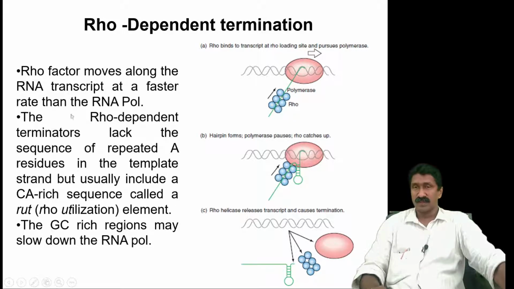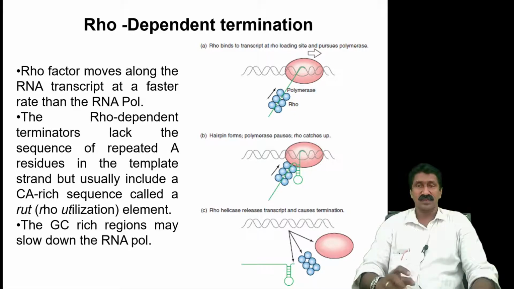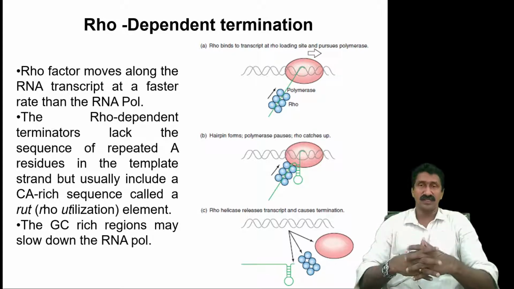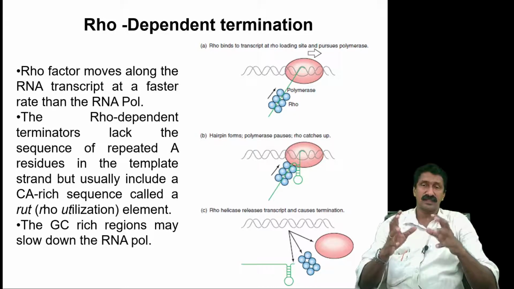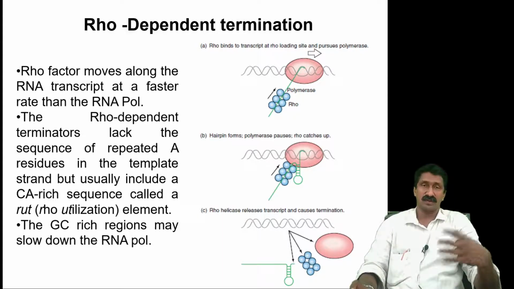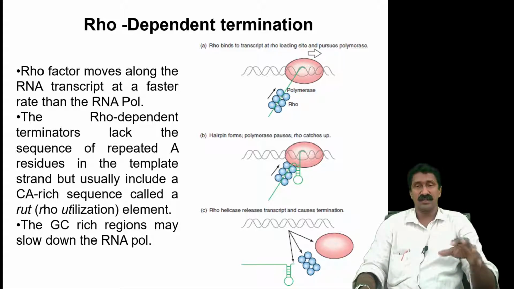And this will be available for reuse. The Rho dependent terminators lack the sequence of repeated A residues in the template strand, but usually include a CA-rich sequence called the Rho utilization element, RUT. So this is one of the important factors: it doesn't have an A-rich region, but there is a CA-rich sequence which is known as the Rho utilization element. A specific sequence is there. When the RNA polymerase reaches that point, it slows down, and this GC-rich region slows down the RNA polymerase, allowing the Rho factor to catch up with the RNA polymerase. Once it reaches the RNA polymerase, the entire DNA-RNA hybrid will be released from the bubble, and that is the Rho dependent termination process.